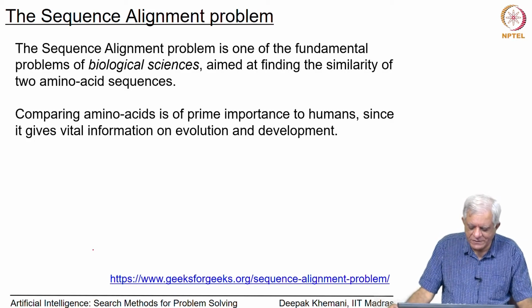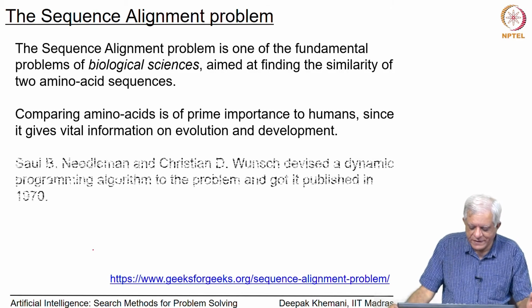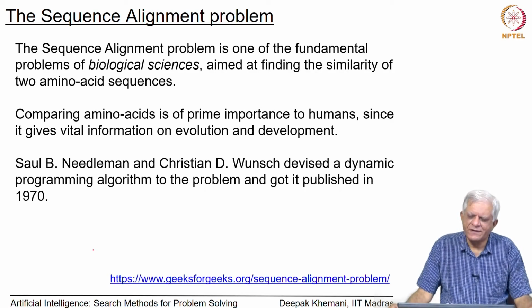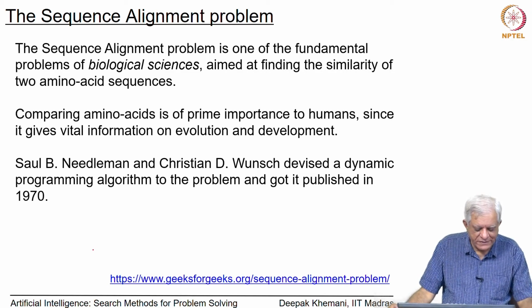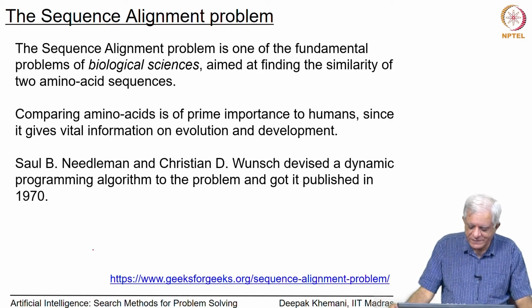It is of prime importance to humans, since it gives vital information about development and evolution. And nowadays people talk about how we have sequenced the genome of this creature or that creature, and this is all part of that work essentially. Now, quite some time ago in 1970, Needleman and Wunsch devised a dynamic programming based algorithm for solving the problem of sequence alignment, and it has been used since then by people who work in biology.